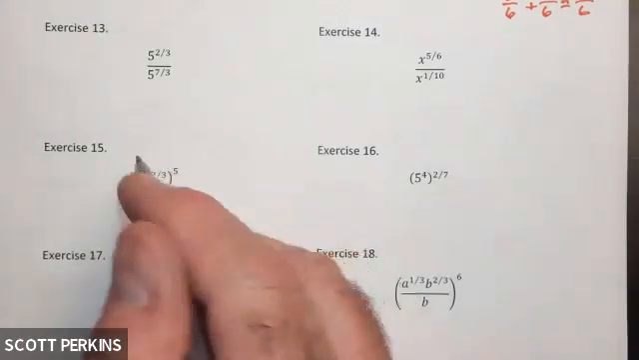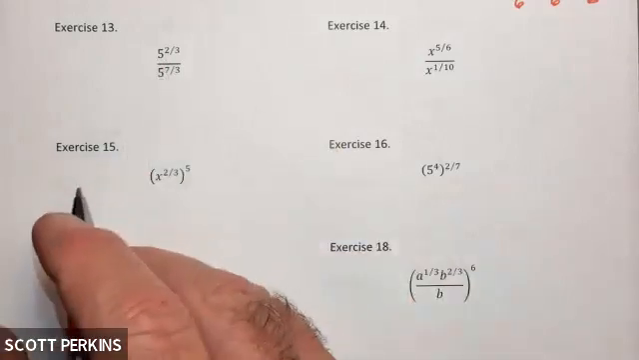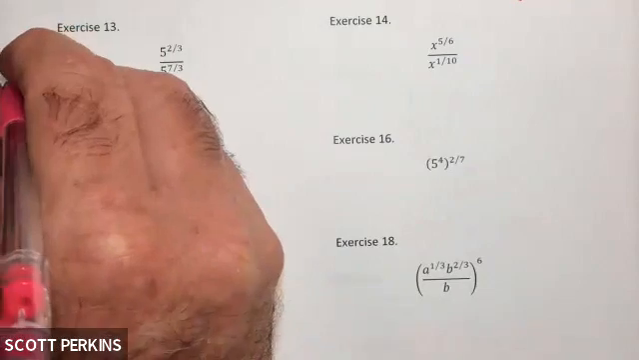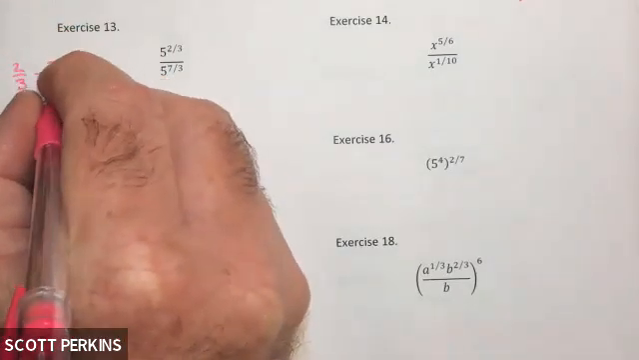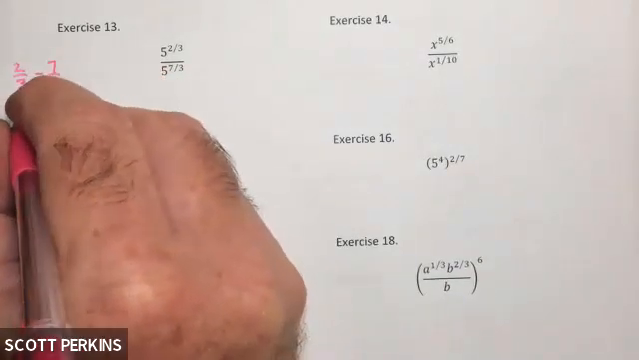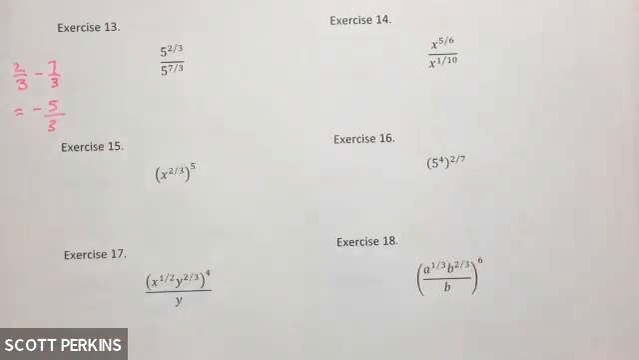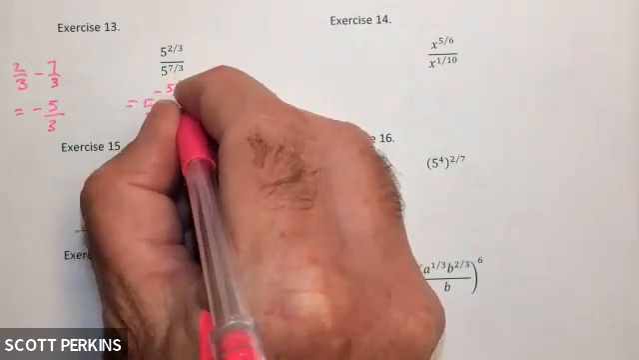All right, so the first one, exercise 13. I see that I'm dividing, so I need to subtract those exponents. So I'm going to go over on my scratch work here. I'm going to say, okay, I've got 2/3 minus 7/3. Those already have the common denominator. So 2 minus 7 is equal to -5/3. So when I divide those two things, I get 5 to the -5/3 power.